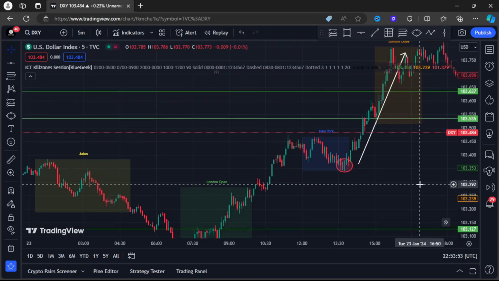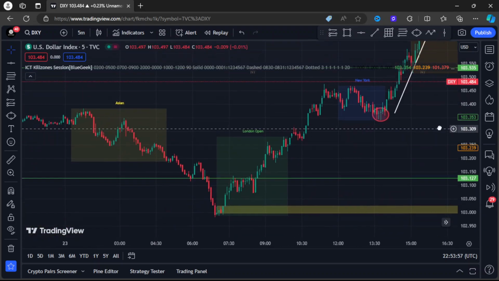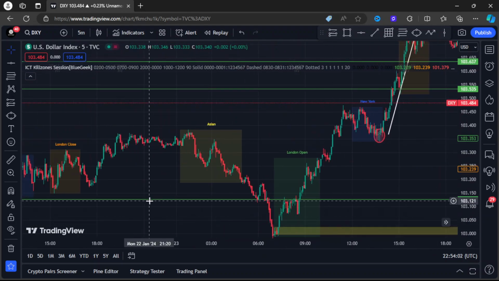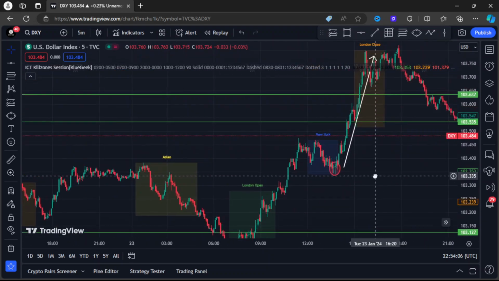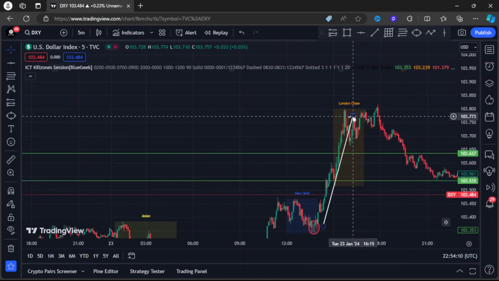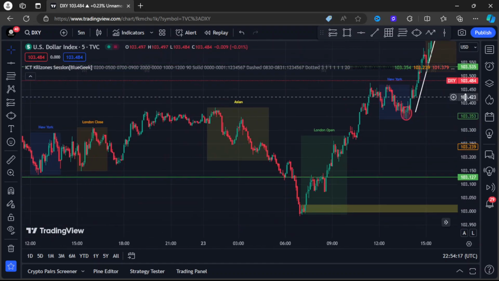If you want to learn more about liquidity, subscribe, hit the notification bell. I'm going to do a video about it, so you can keep on checking. So this is the third example on it. You could see after it took our liquidity, it went straight up into London. So after the New York session, you need to buy into the London close.